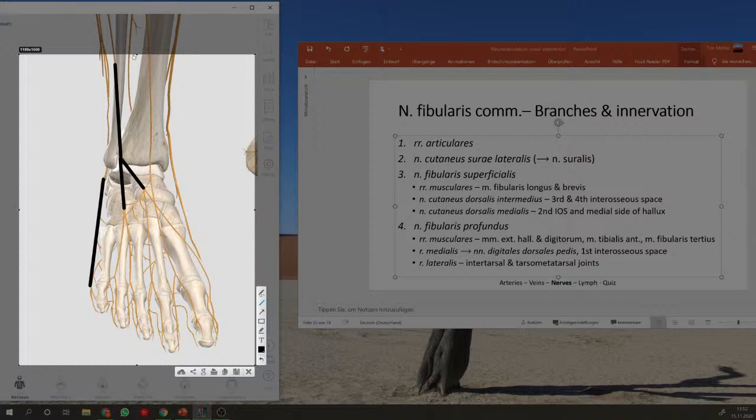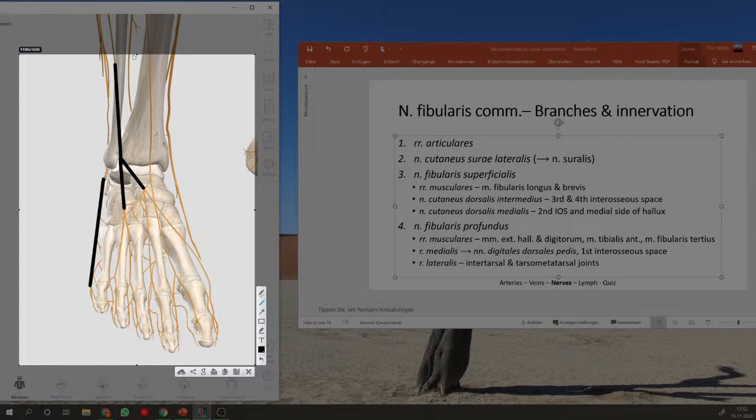Okay, now back to our superficial one. Nervus cutaneus dorsalis intermedius will split again like this and supply the third and the fourth interosseous space. Again, this was 1, this was 2, this was 3, and this is 4.